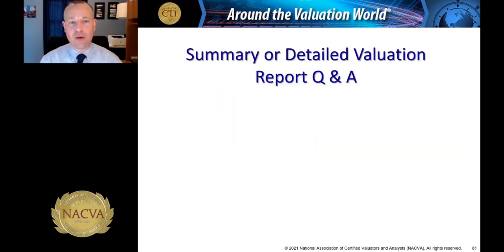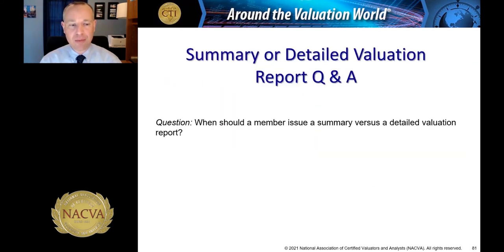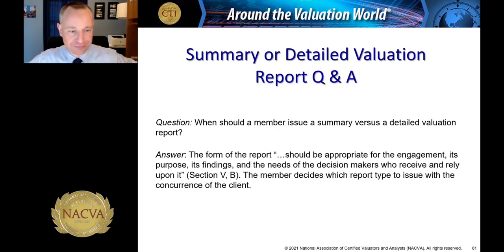This one is about whether you issue a summary or a detailed report. When should you issue one or the other? The answer is the form of the report should be appropriate for the engagement, its purpose, its findings, and the needs of the decision makers who receive and rely upon it. That's right out of Section 5B. The member is going to decide which type of report to issue with the concurrence of the client.